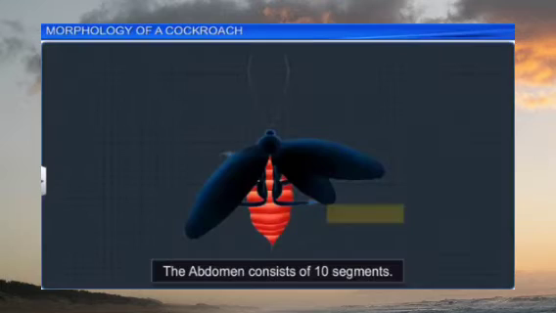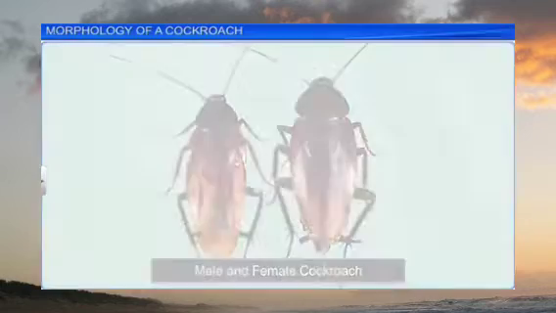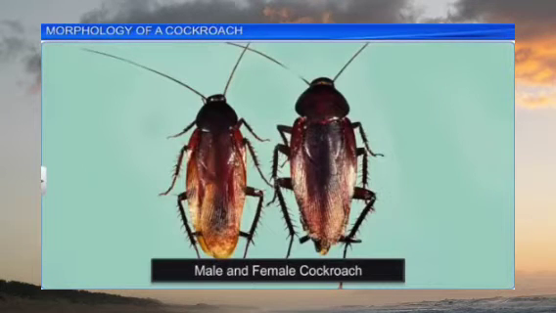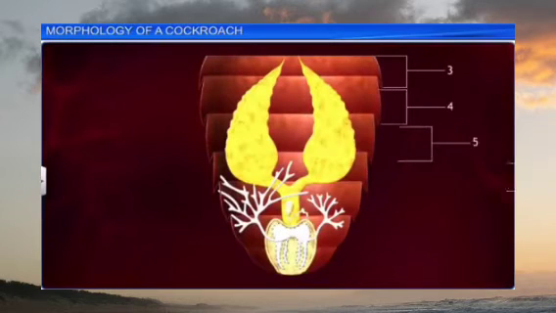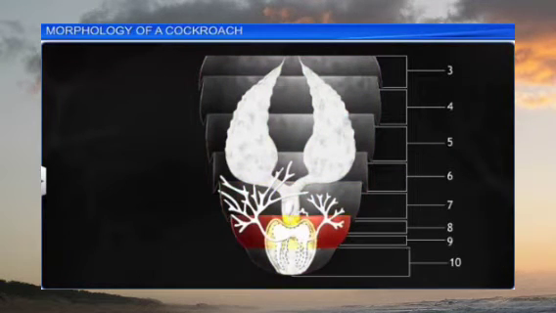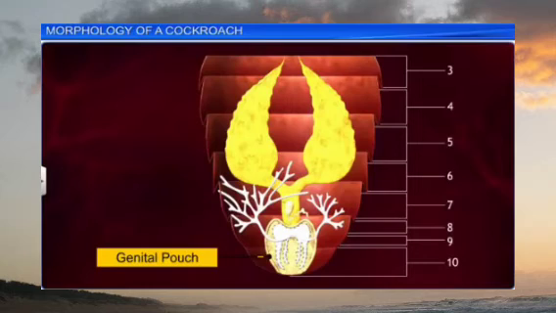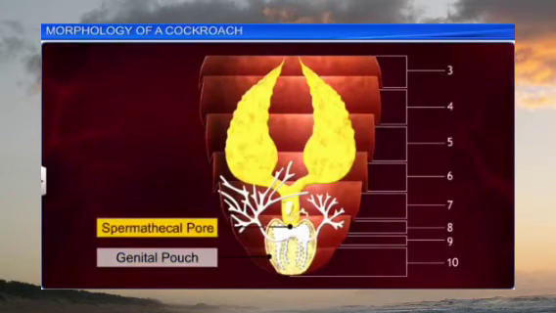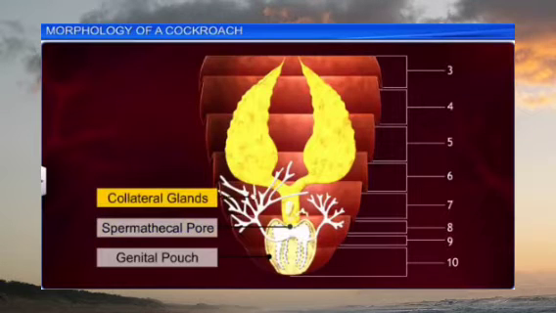Following the thorax is the abdomen, which consists of 10 segments. Although the male and female cockroaches have an equal number of abdominal segments, the female's abdomen is broader than that of the male. In females, the 7th sternum is boat-shaped, and together with the 8th and 9th sterna, forms a genital pouch, which contains the female gonopore, spermathecal pores, and collateral glands.